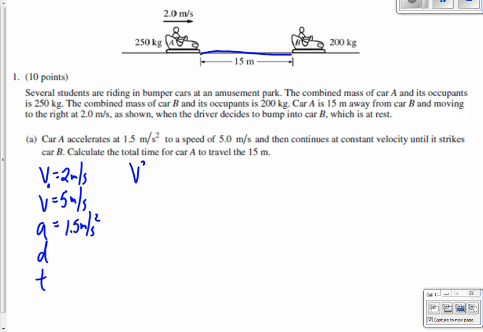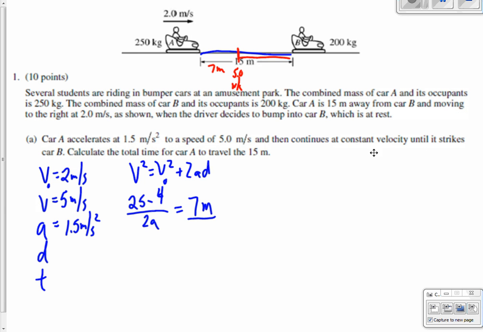So remember, v final squared equals v initial squared plus 2ad. They gave us nice easy numbers here. So 25 minus 4 over 2 times a, which is 3, gives us a distance of 7 meters, right? So that means it gets to about right here, and now it reaches 5 meters per second, and now it travels at a constant speed for the rest. So that means we have 8 meters left at 5 meters per second.